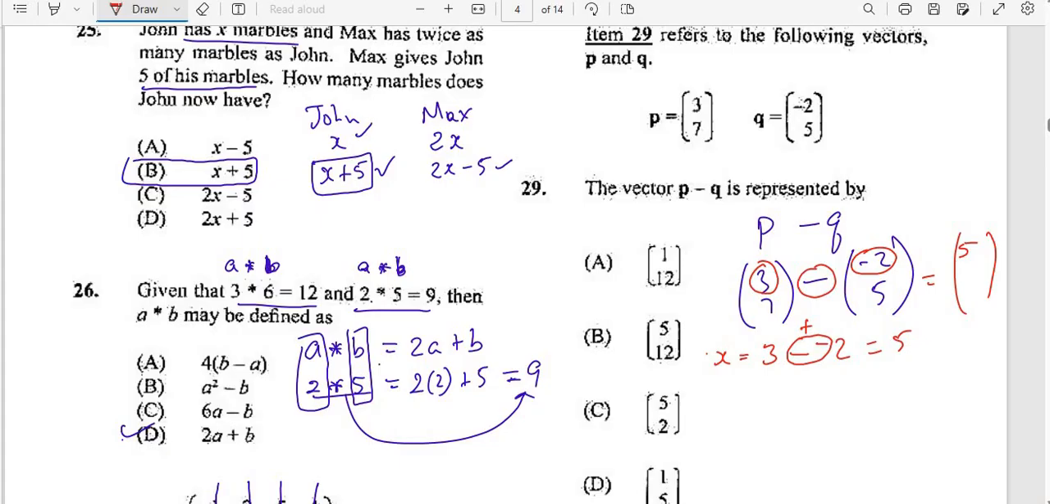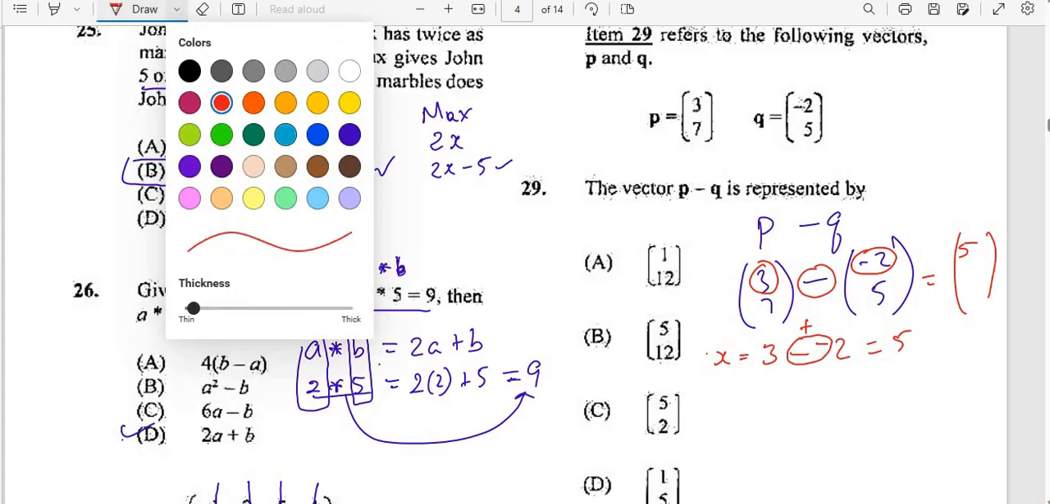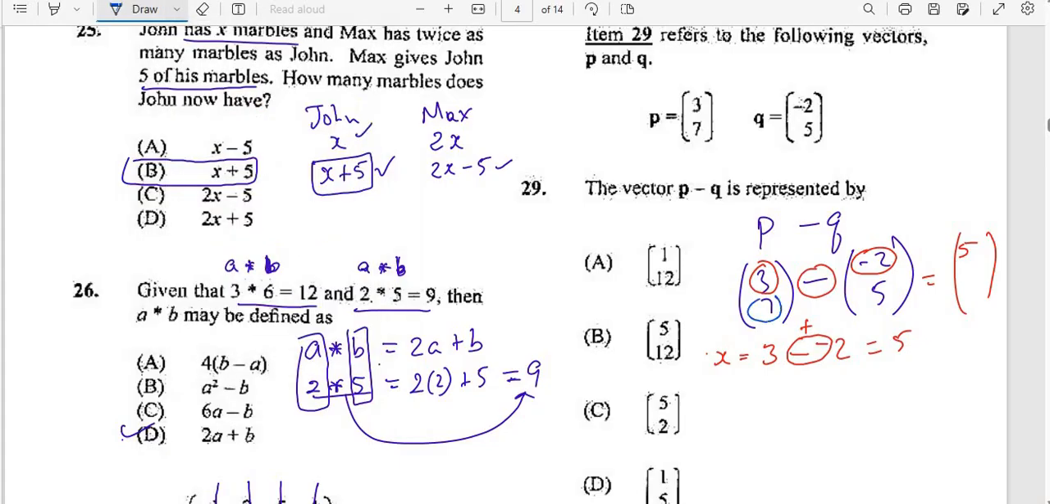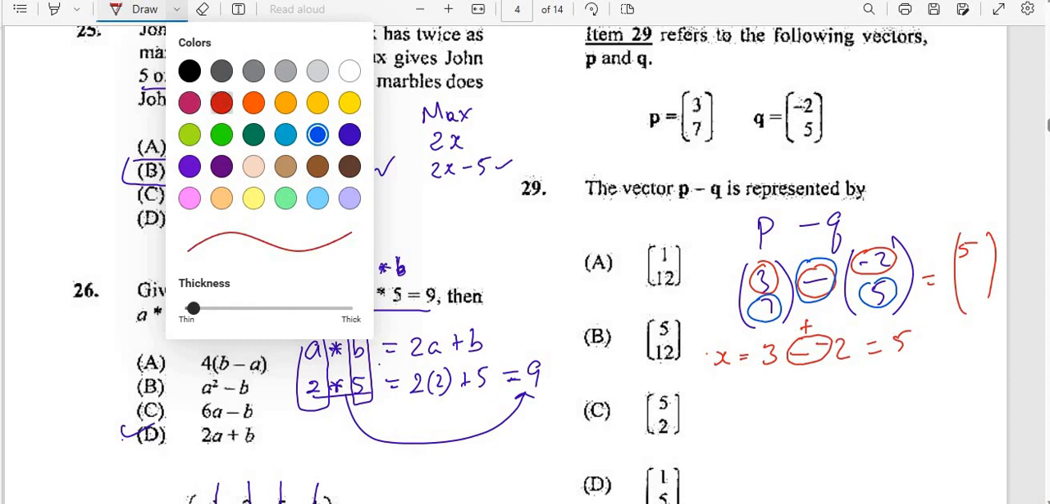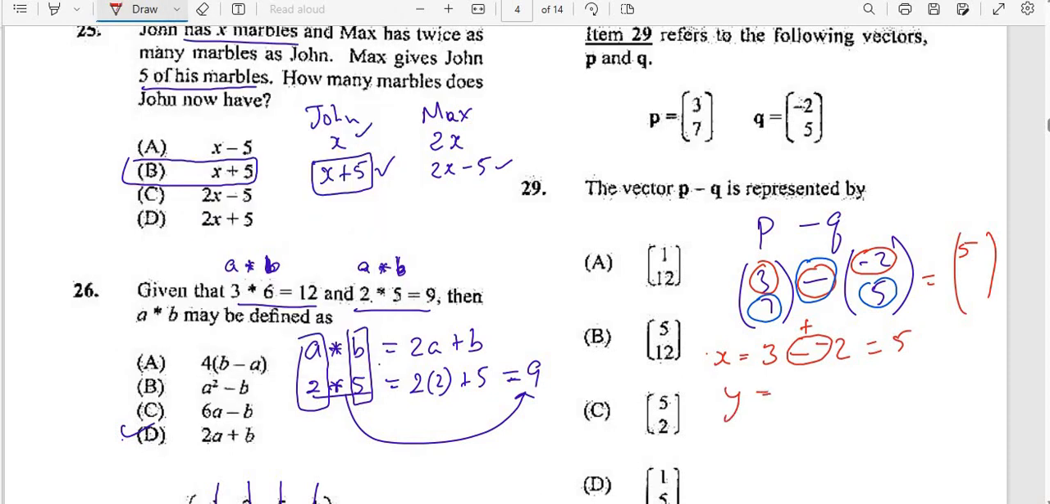And 7. Let's look at the next one now. Let's look at the y component. So it's 7 minus 5. That's the y component we're finding. 7 minus 5 gives us 2. All right, so our solution is going to be C.